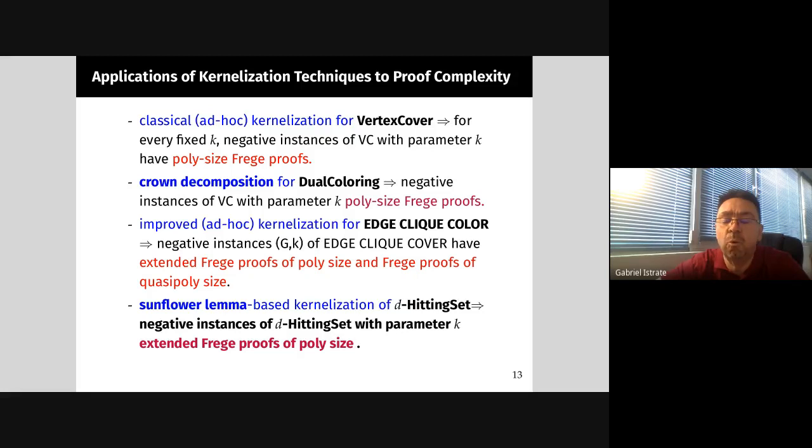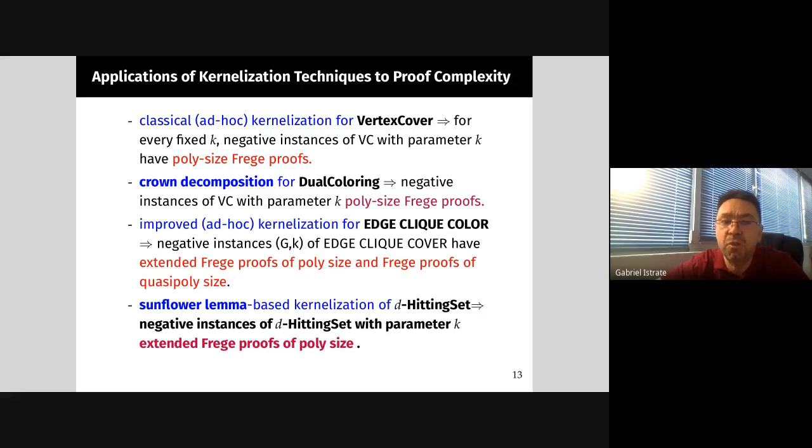Rather than talking about a graph and its chromatic number as a parameter, we're talking about a parameter k, and a graph with parameter k, the instance is satisfiable if the graph can be colored with at most n-k colors. We also talk about some other problems, edge clique cover and d-hitting set, for which kernelizations were known.